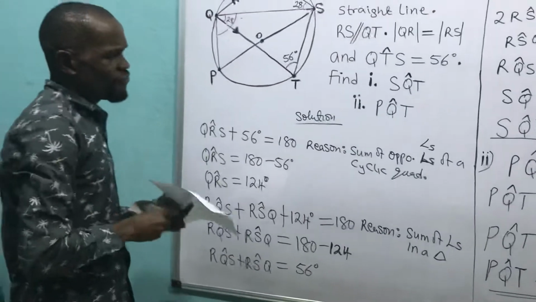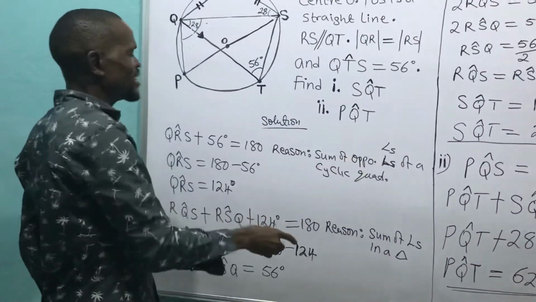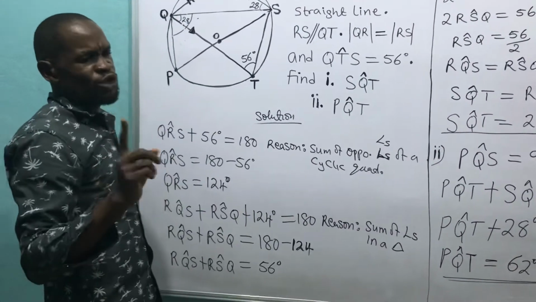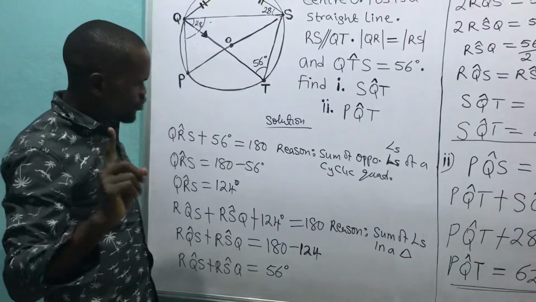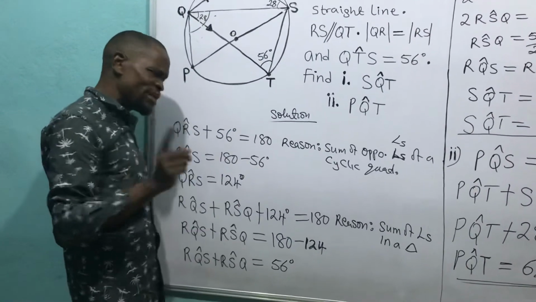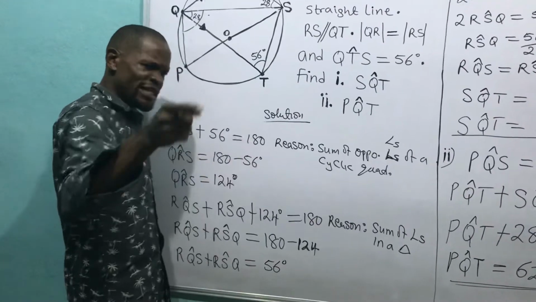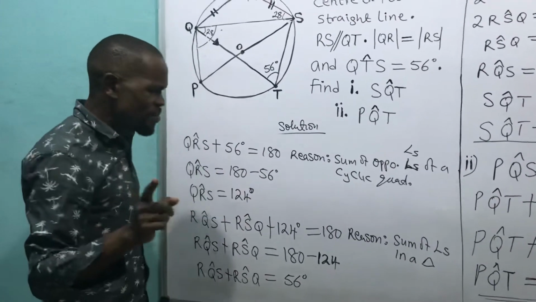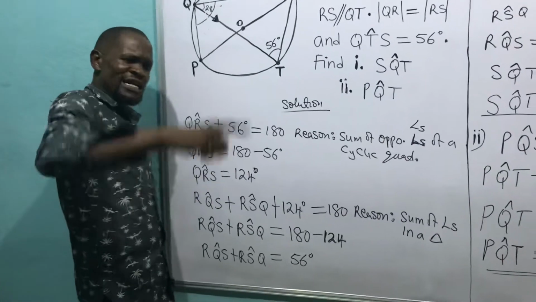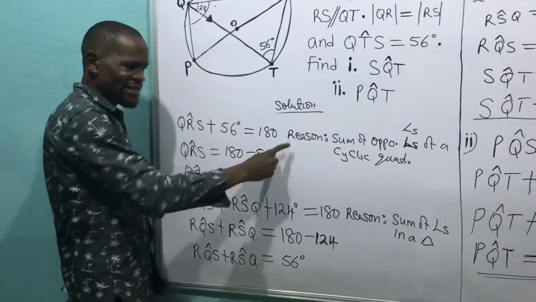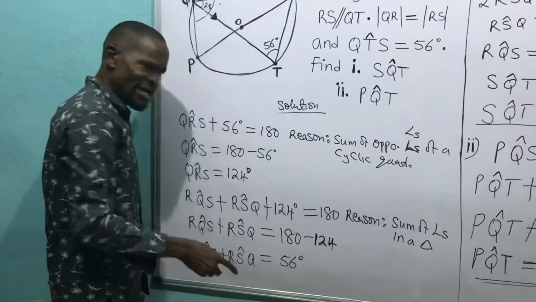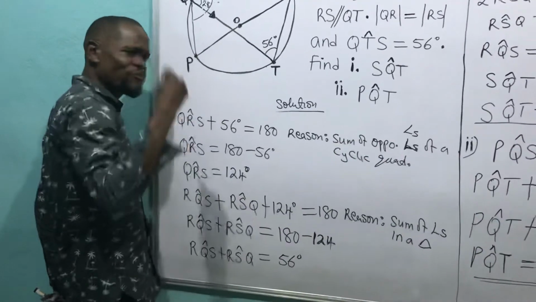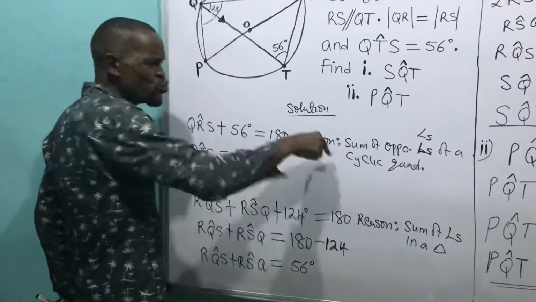Then this is what I have for you today. We have seen that when you are answering questions in circle theory, for any statement you make, you have to state the reason, because that statement you are making is not from you. It's a theory that said it. That's why I state the reason. If I say this plus this equals 180, I can't just leave it like that. I have to state who said that.